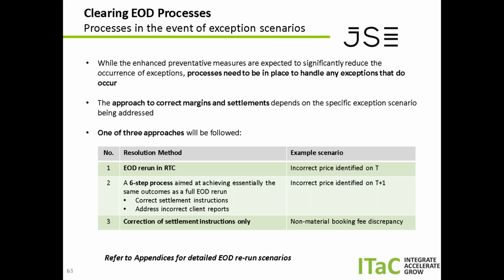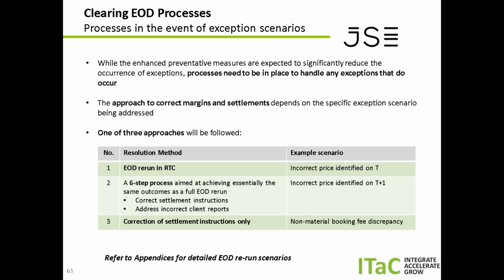Yeah, so one of the 3 approaches that will be followed. Firstly, I think the way to fix anything most correctly would be to do the end-of-day rerun, but that's only possible up until 11 p.m. Then we have a 6-step process, which is a manual process that happens outside the clearing system. In that 6-step process, we would calculate the margins outside RTC. We would then issue the correct price or contract size or IM parameter that was incorrect during the first end of day to the clearing member.